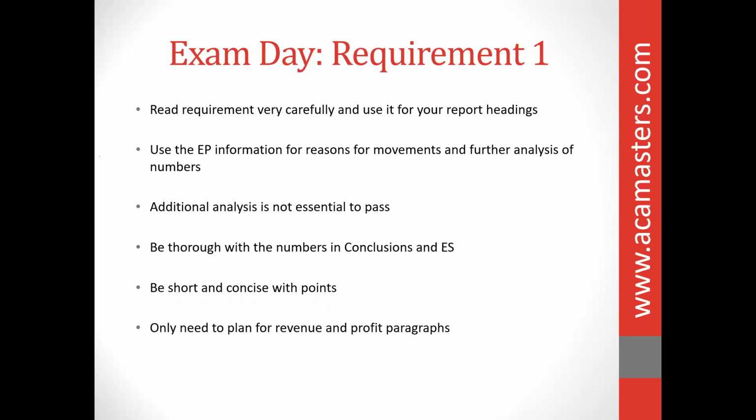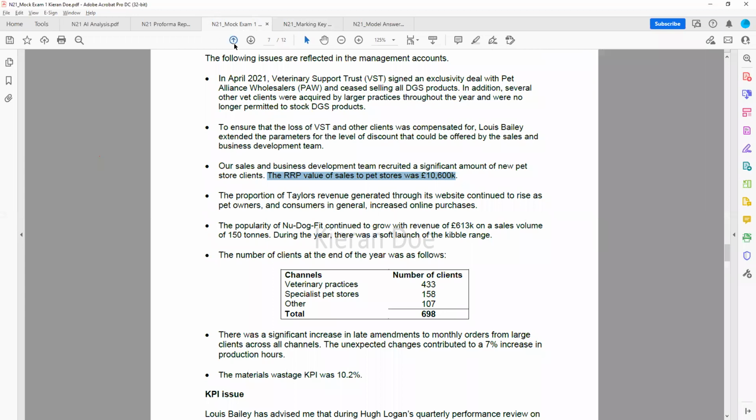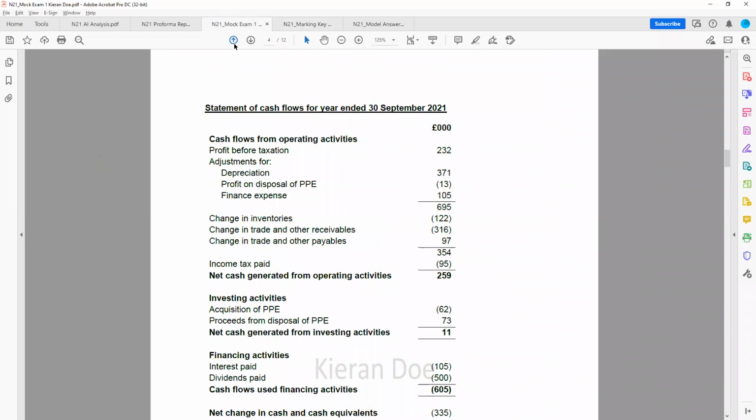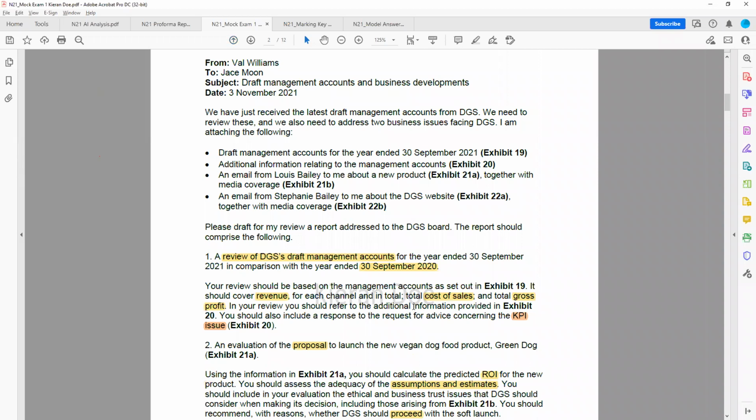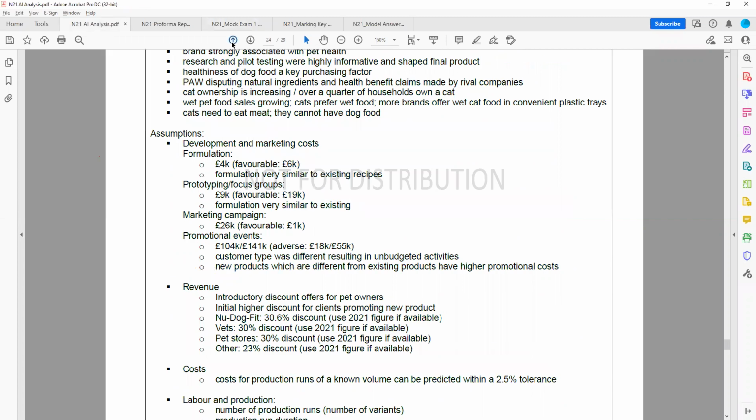So with requirement 1, and this really does apply to all of them, read the requirement very carefully. I know it does sound quite elementary, but even at this level, it's amazing how many people don't read the requirement very carefully. Of course, the marks are going to be for answering a specific requirement. I think this is probably the biggest danger in requirement 1, because it does seem quite predictable from the AI, and students tend to think quite a lot in advance about what they're going to have in their analysis.